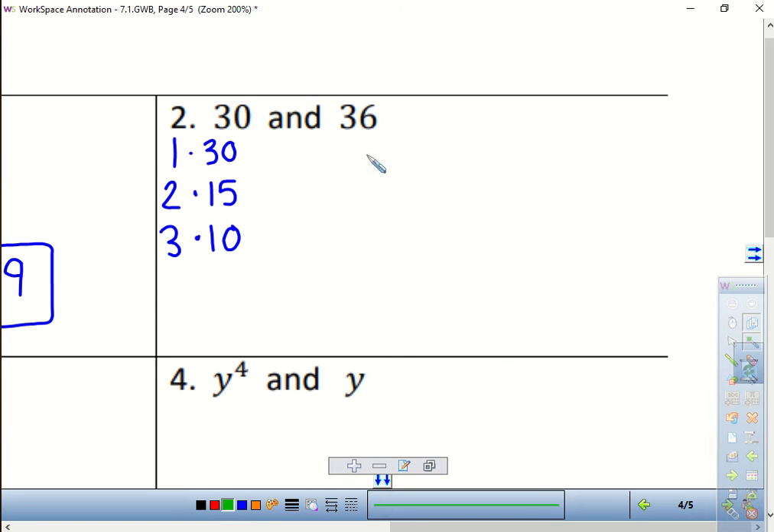Now we're going to move on to find the factors of 36. The first one is always going to be 1 times 36. Isn't there also 5 and 6? Oh, you're right. I forgot about 5 and 6. Thank you. So we also have 2 times 18, and 6 times 6. Yes, 6 times 6.